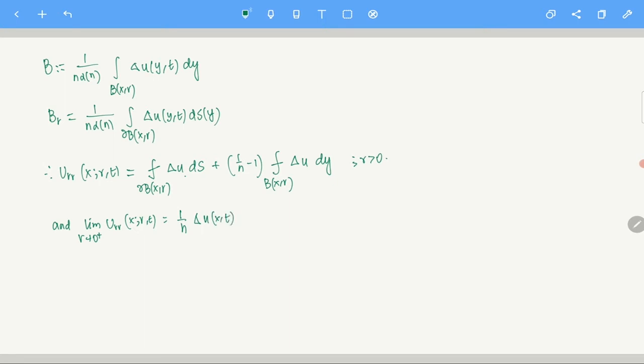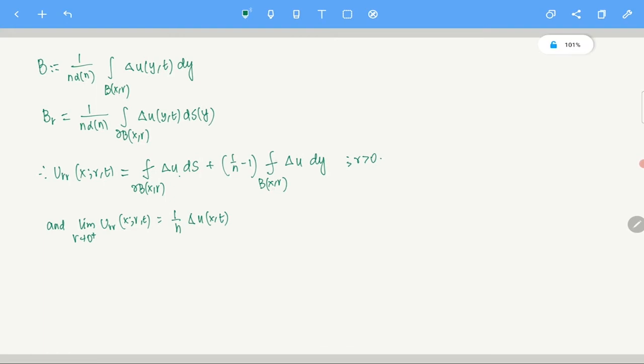You remember we did this sort of thing for the Laplace equation also: the average of f over the ball, or over the boundary of the ball, as r tends to 0 goes to f at the center of the ball. Clear? So I am using that particular trick, and then we have this.